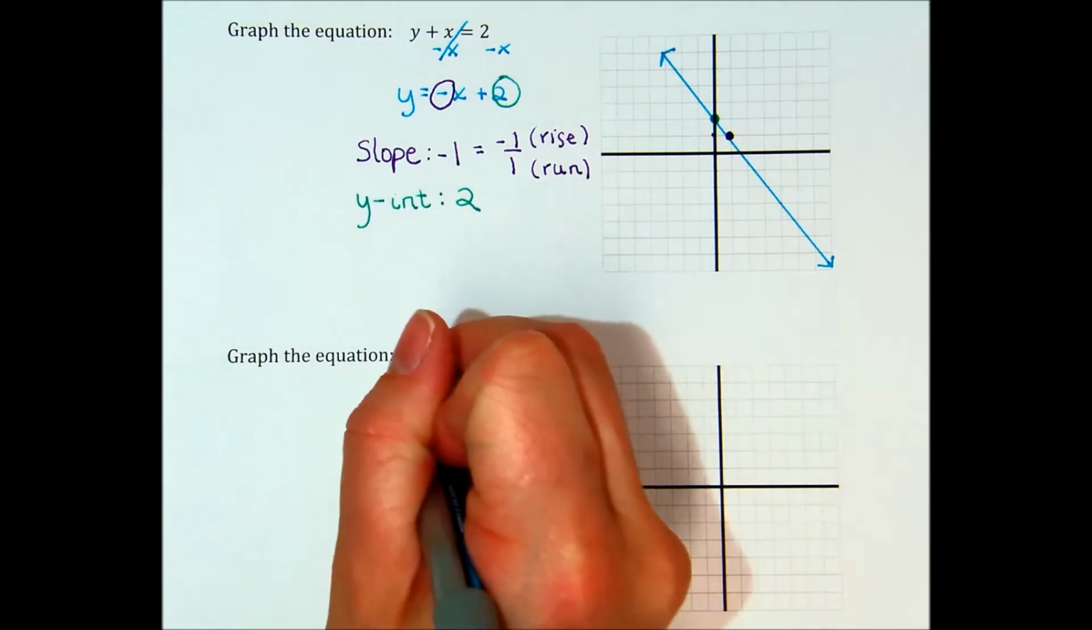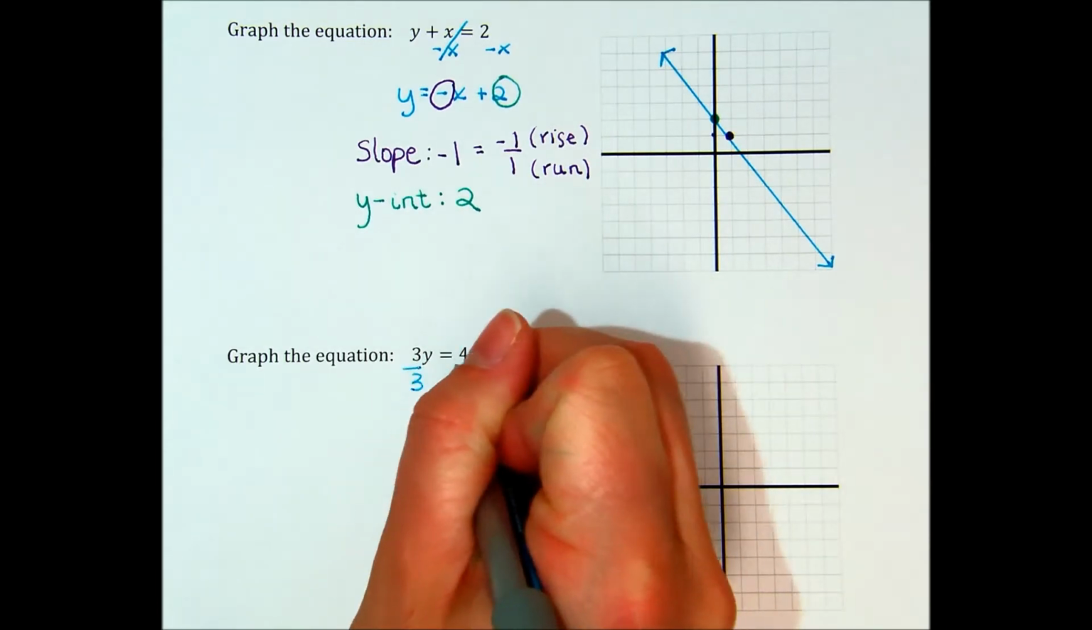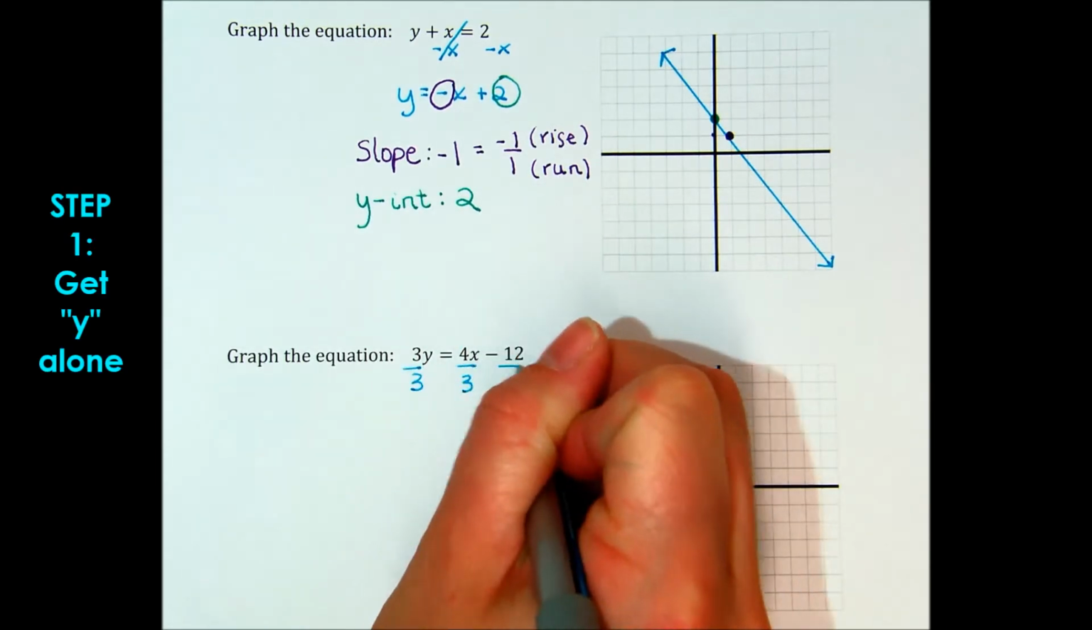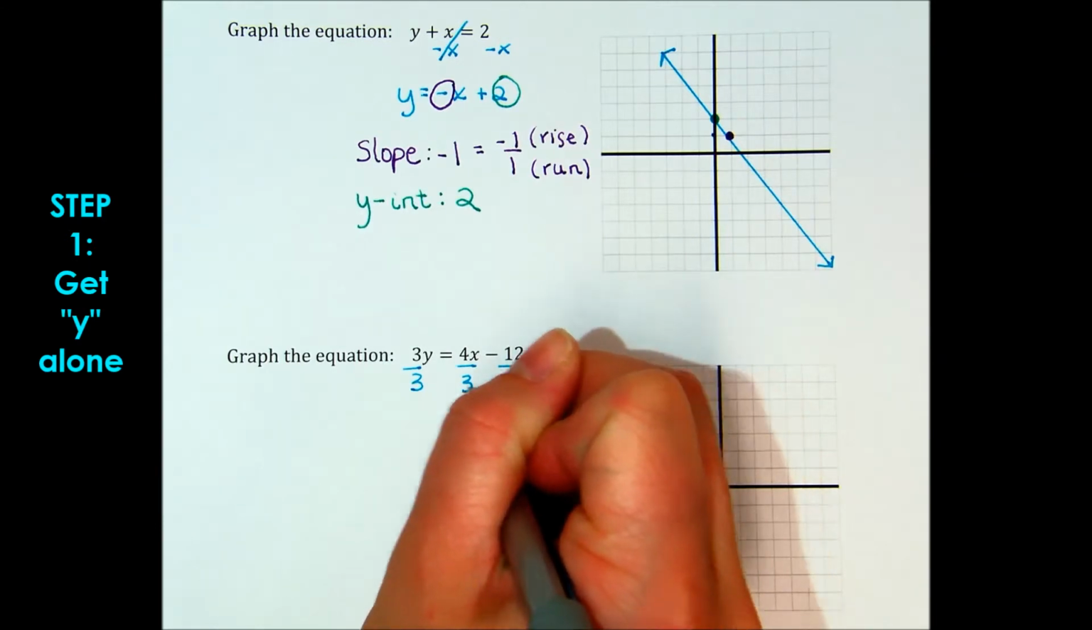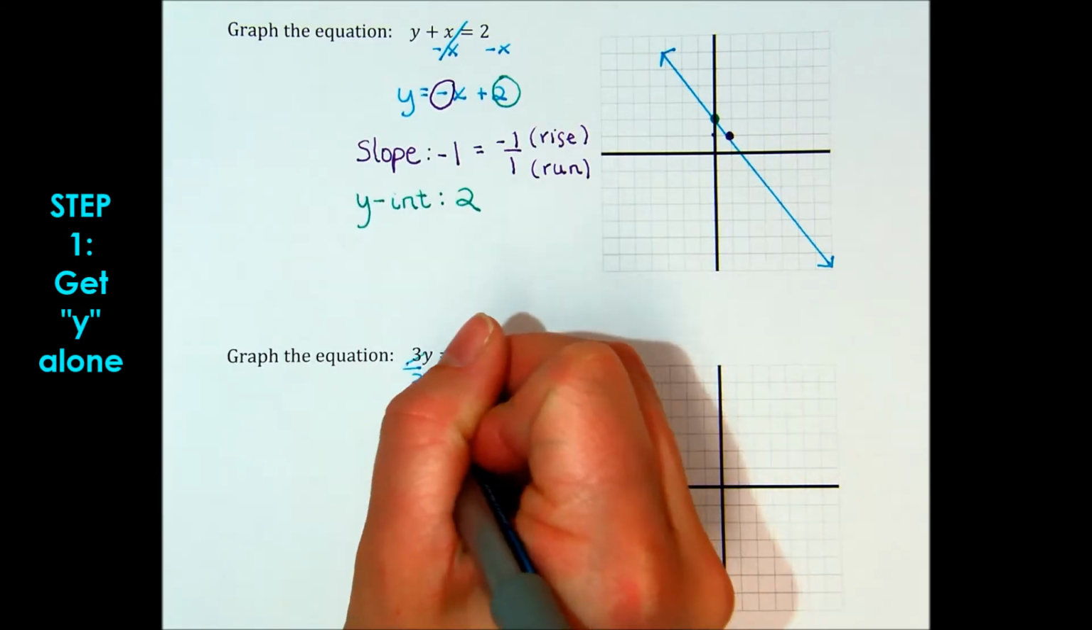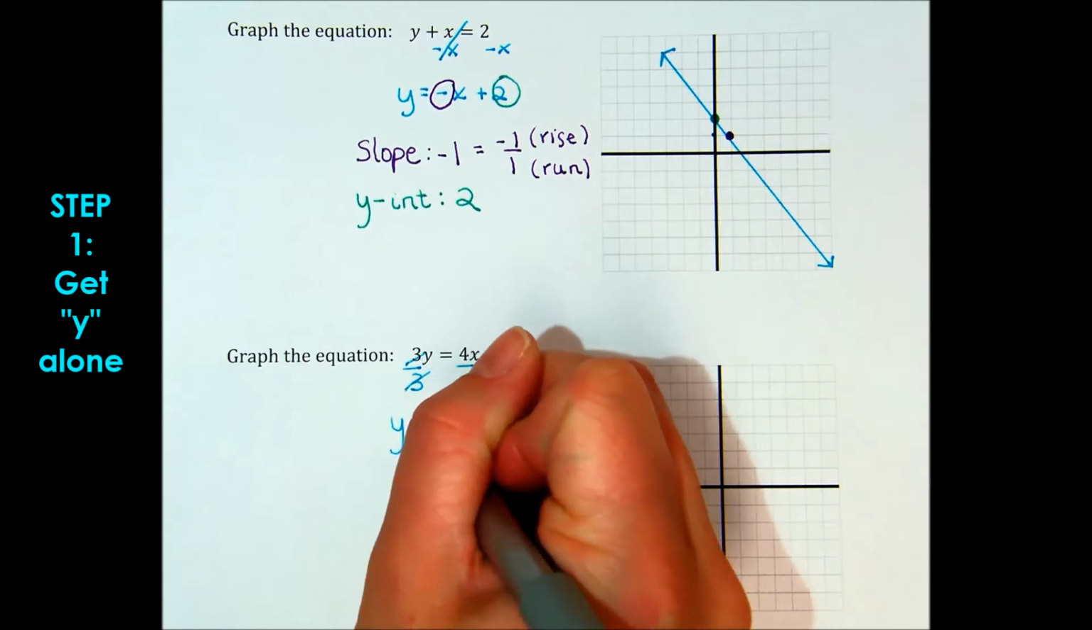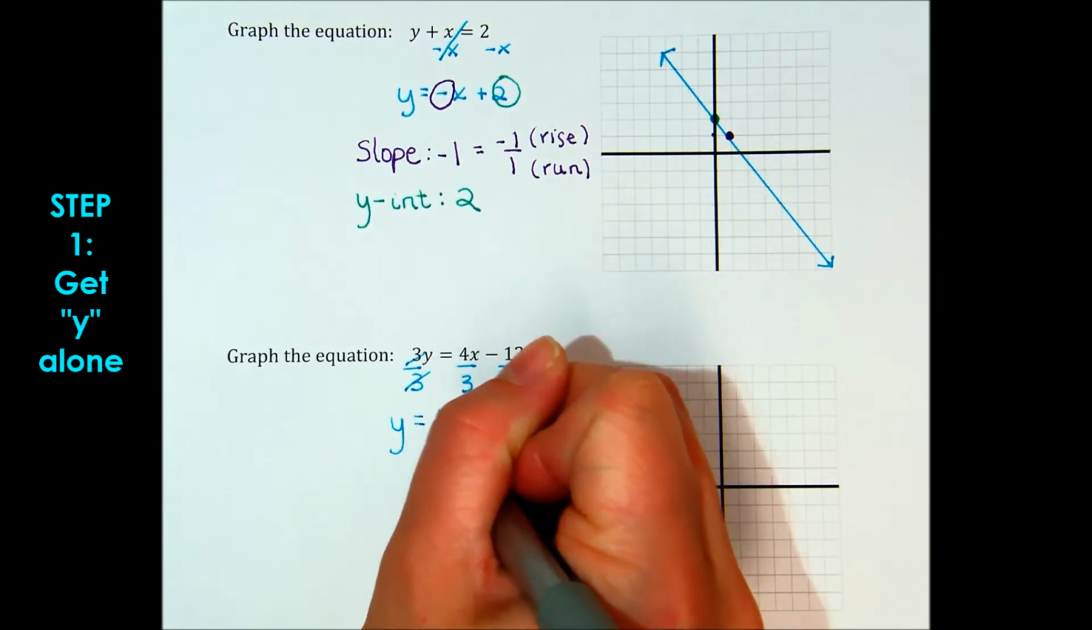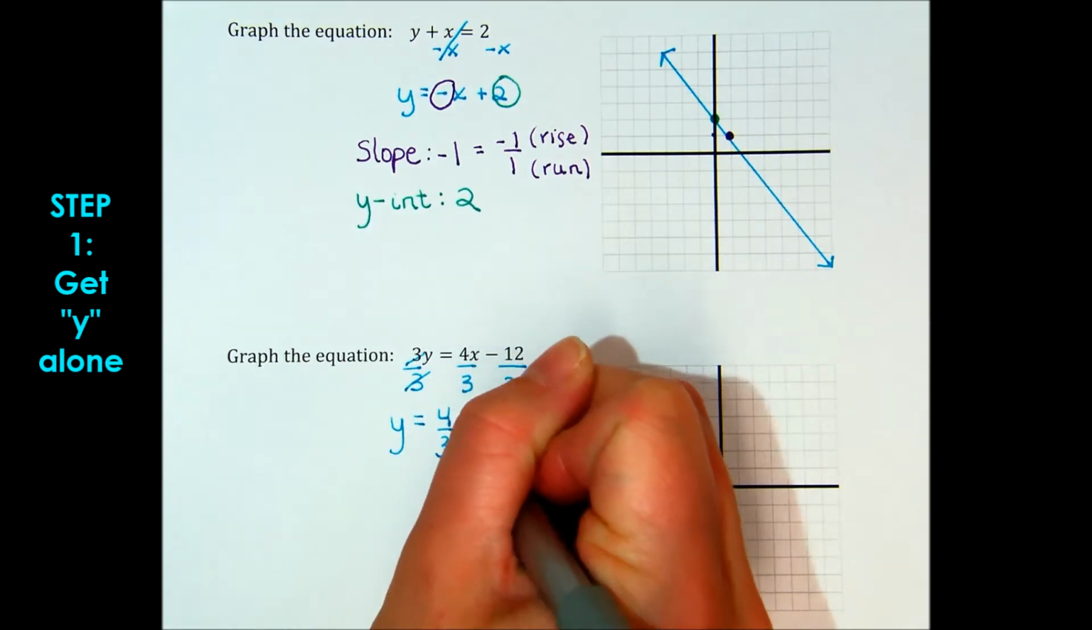For this second example, we will repeat the same steps as the previous problem. The first thing I'm doing is getting y alone, so I'm dividing both sides of the equation by 3. When I do this, the 3's on the left cancel out, and I'm left with y equals 4/3 x minus 4.